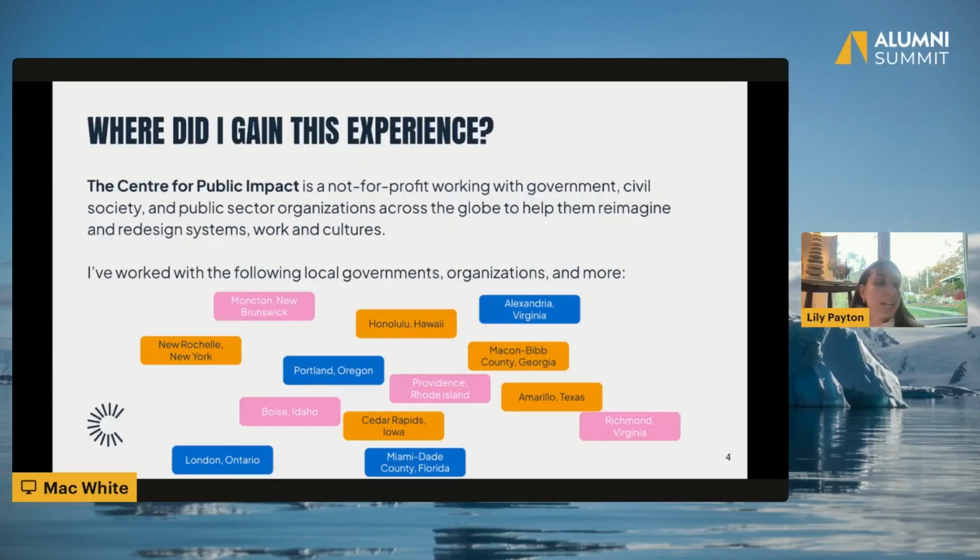So I'm talking about human-centered design today. It's really a method for doing problem solving differently. But how have I really used it and in what context? What is this place called the Center for Public Impact? And how do I actually know what I'm talking about? Really, we worked with cities all across the world, specifically, like I said, in North America. So from places like Moncton, New Brunswick, to Honolulu, Hawaii, to even down in Florida with Miami.